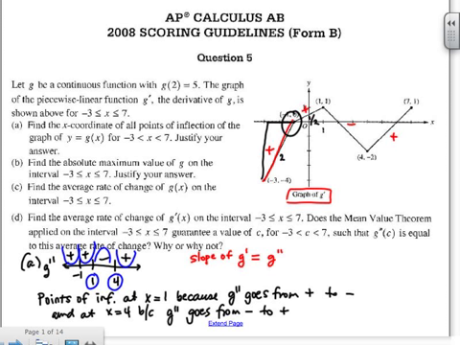Part B says find the absolute maximum value of g on the interval negative 3 to 7. Justify your answer. We have actually learned about antiderivatives, but very briefly in class, so we haven't talked much about them. So what I would ask on your test is I would say find the location of the local max, and I would make it on the open interval negative 3 to 7.